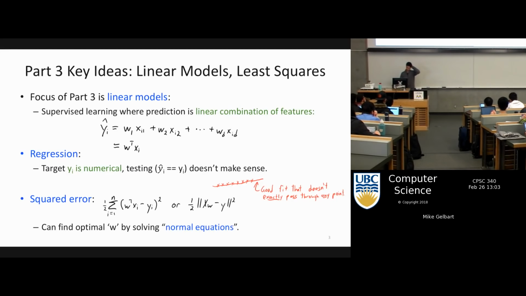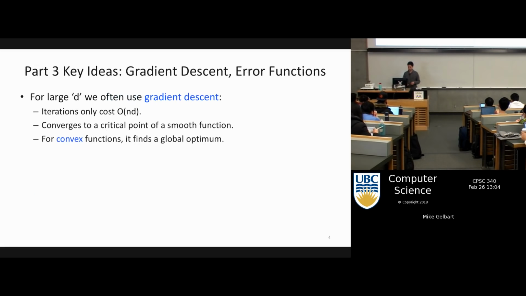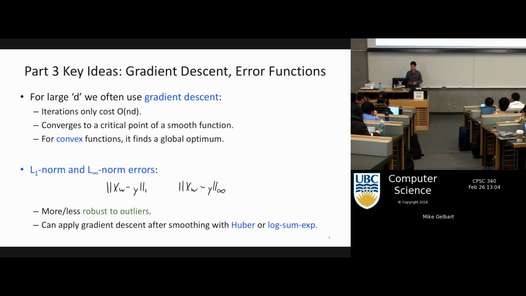And we talked about how in that case we didn't want to just check if our input was equal to our output, which is sort of what we were doing in the part 1 of the course with classification. And so we were using, for example, squared error and minimizing that. And then we got these normal equations for finding w, and we also talked about gradient descent.